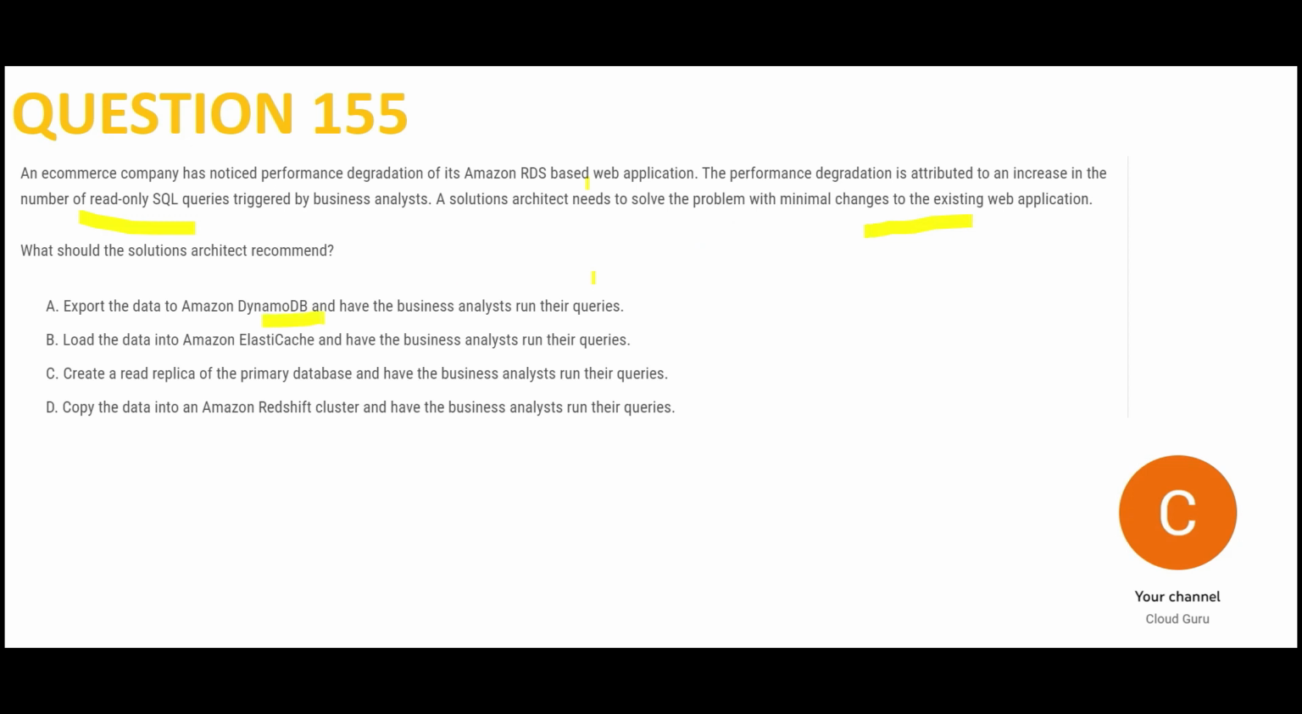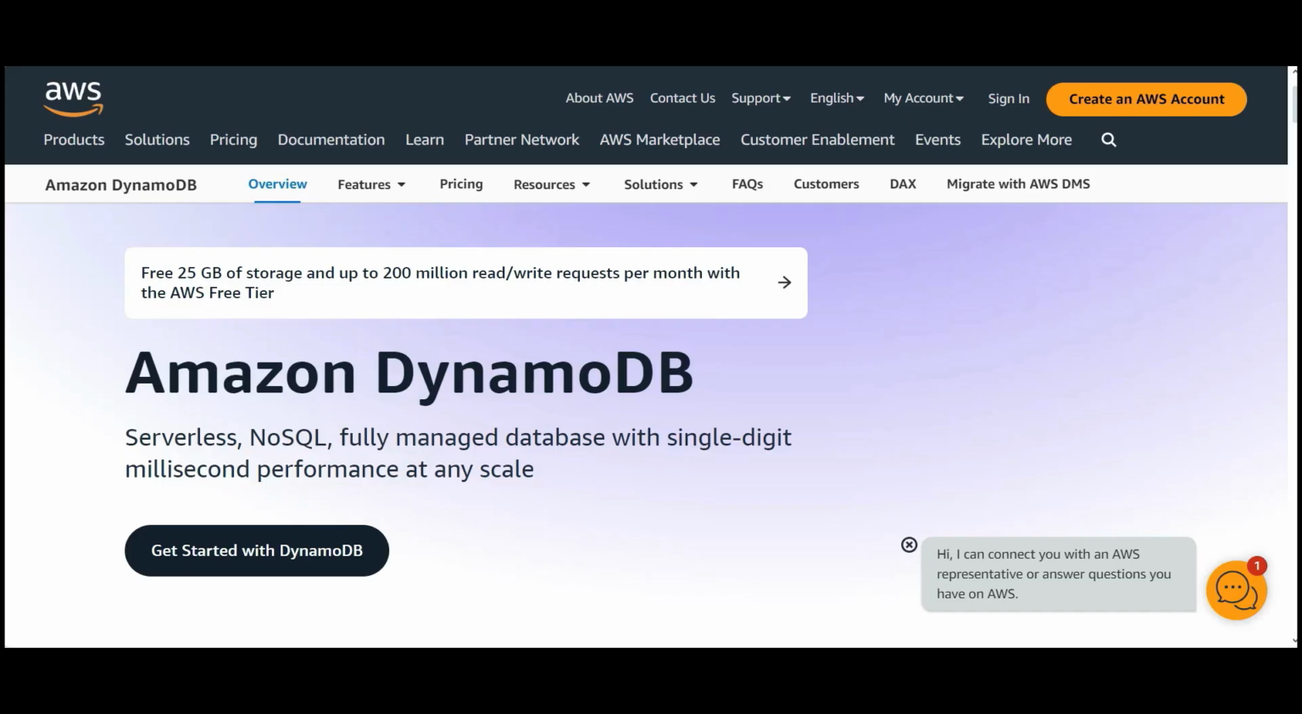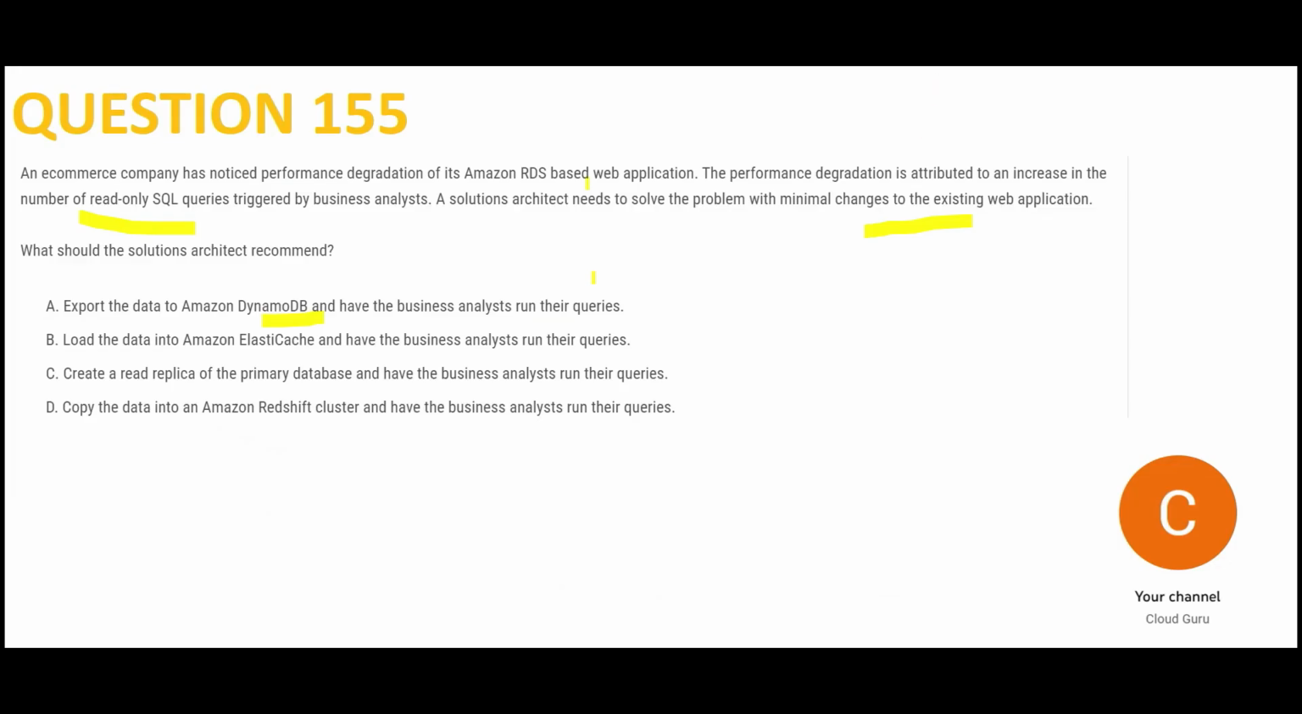First is DynamoDB. If you use DynamoDB, it will be maximum change because you are moving from a SQL based database to a NoSQL based one. DynamoDB is NoSQL based. Uber like applications use it. It is a database on the cloud, very fast, high performance. But the changes will be maximum, so we cannot choose this.